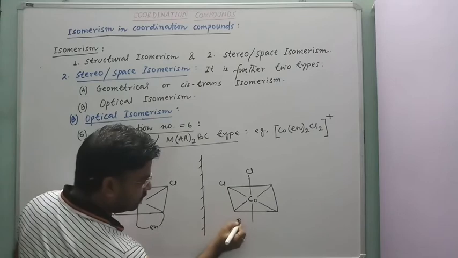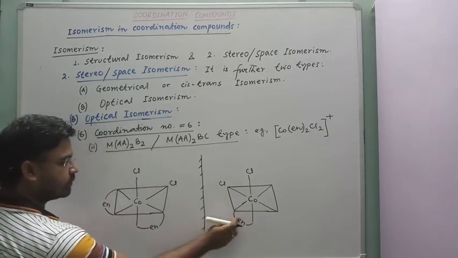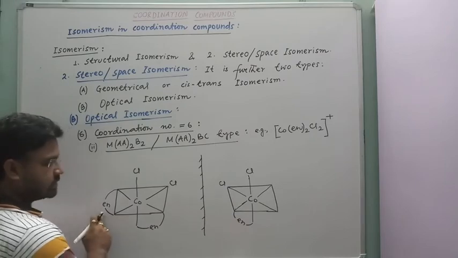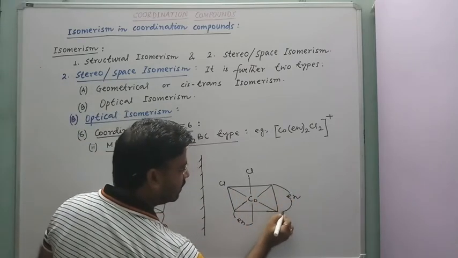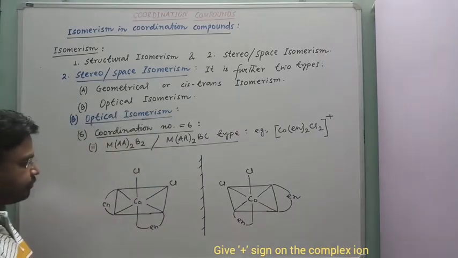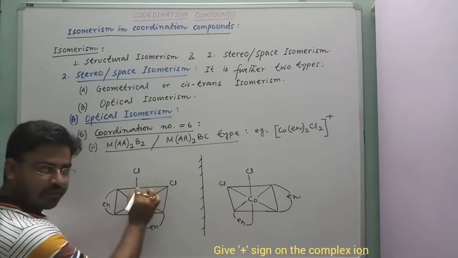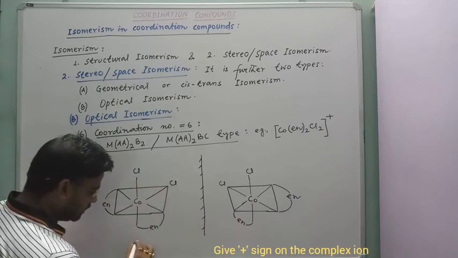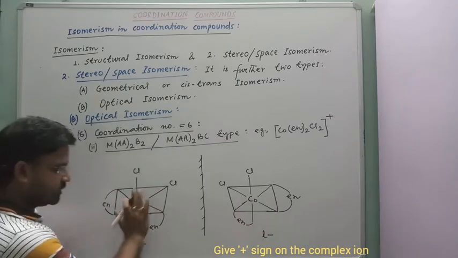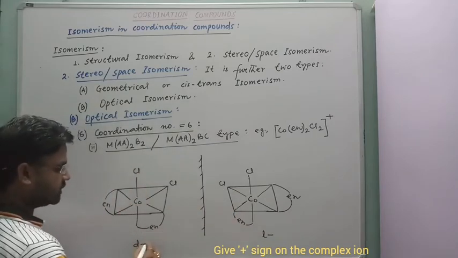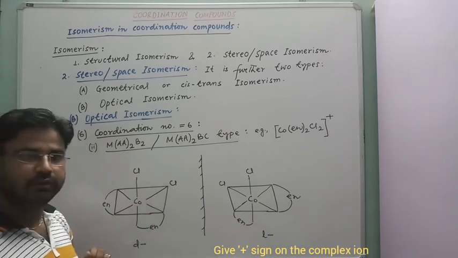this en group here, and this en goes towards this direction. Okay, so this is the cis form, and here it is dextro and it is levo, dextro and levo. It is also the cis Co(en)2Cl2 form.